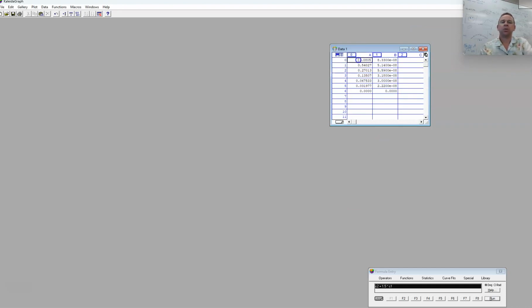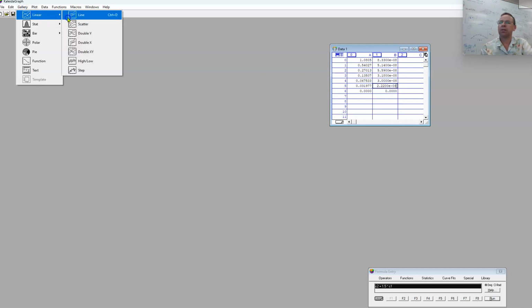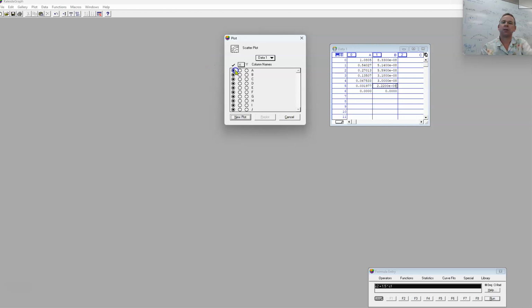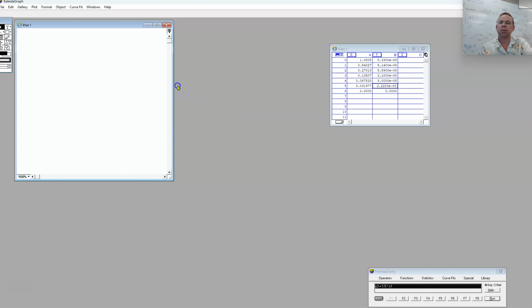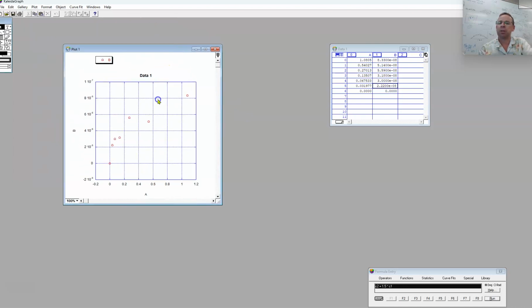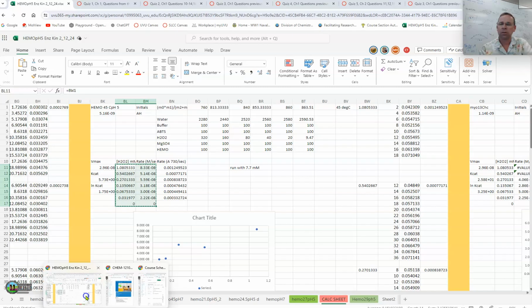So that data is now in this sheet. With this table window highlighted, I go to Gallery, then Linear, and then Scatter. The x-axis is the concentration in column A. The y-axis is the rate in column B, and I say New Plot, and this should populate. It should look just like the one we were just looking at, right?